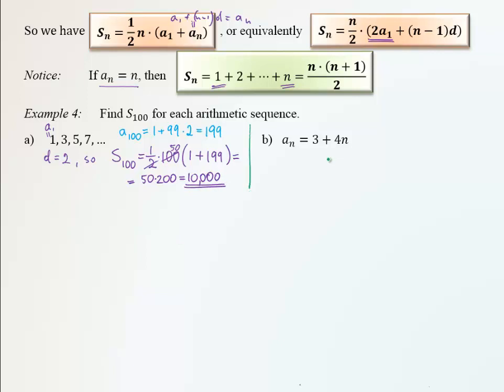And the second example, this time we have the formula for the nth term, so it should be even easier. S100 equals 1/2 times 100 times a1, but if n is 1, we have 3 plus 4, which is 7, plus a100, but if n is 100, we have 400 plus 3, we have 403 here. Okay, and simplify, that will be 50 times 410.